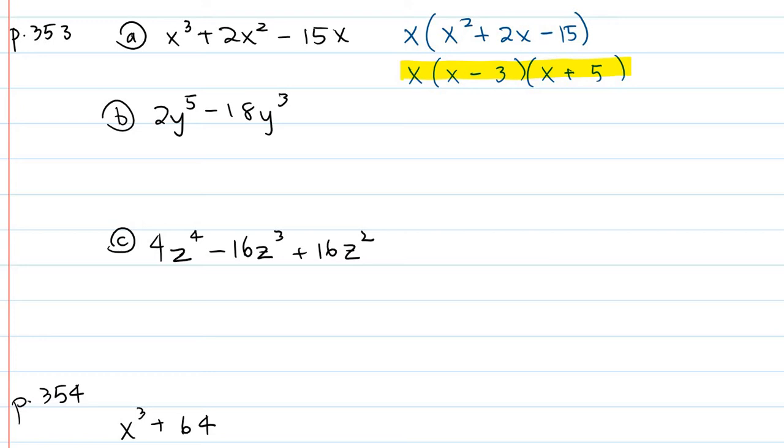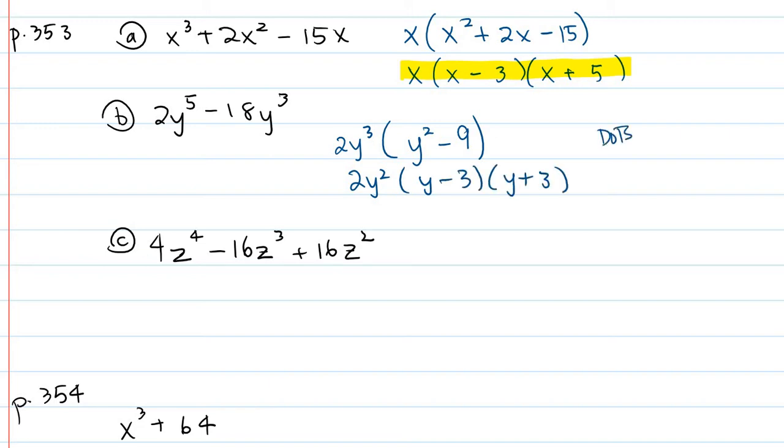For part B, again, first of all, there's only two terms, but I'm going to start with a GCF. There is a GCF. The GCF is 2y cubed. And if I factor that out, that leaves me with y squared minus 9. Now, everybody should note that y squared minus 9 is only two terms, but it's a DOTS. It's a difference of two squares. So I'm going to factor that into y minus 3, y plus 3.